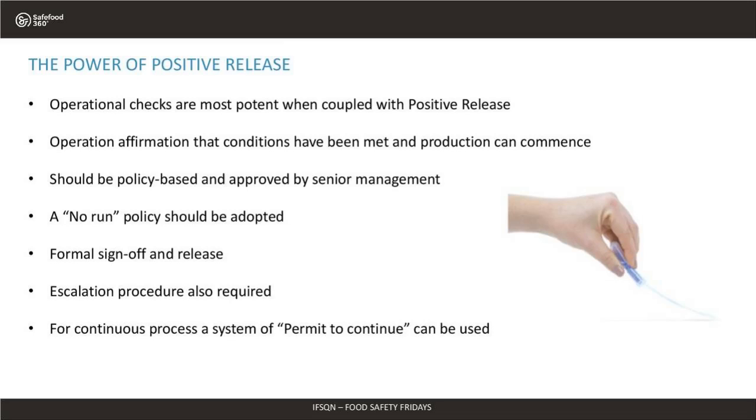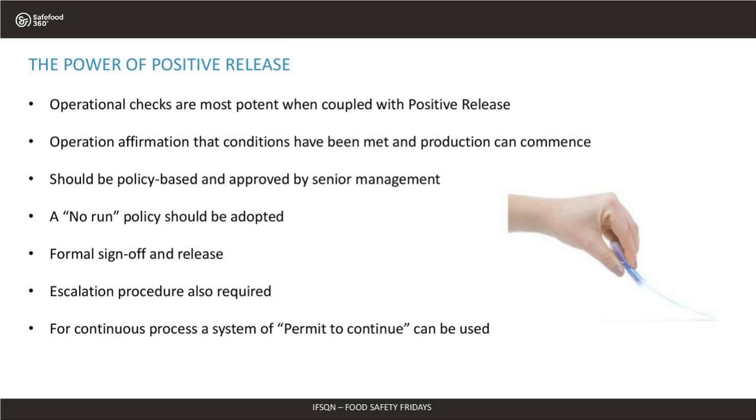And if you can couple that with a no-run policy, what that means in plain English, guys, is that if you don't reach the point of positive release, in other words, we haven't met all the requirements that we know represent a safe batch, then we're not going to release. If we have a no-run policy coupled with that, then again you're onto another layer of protection.